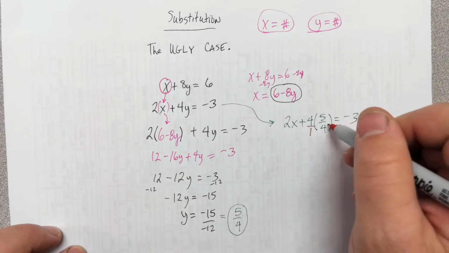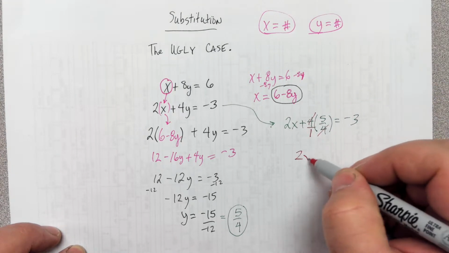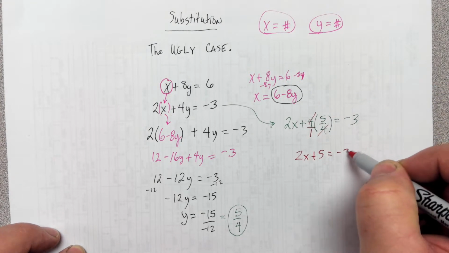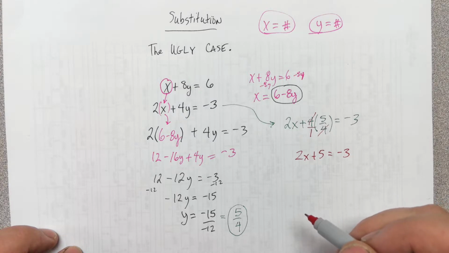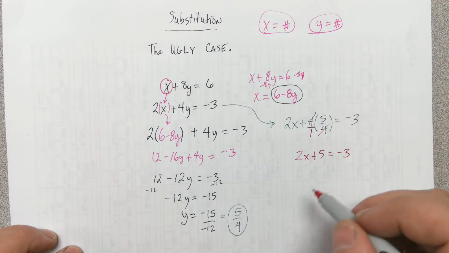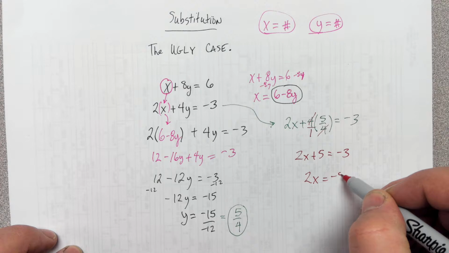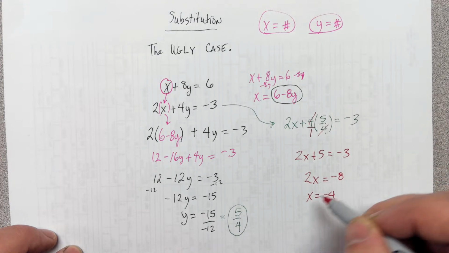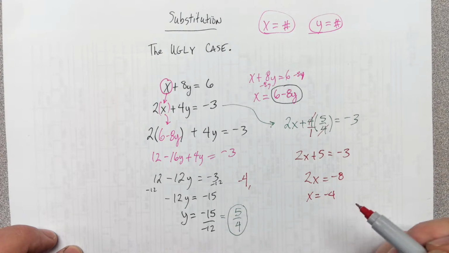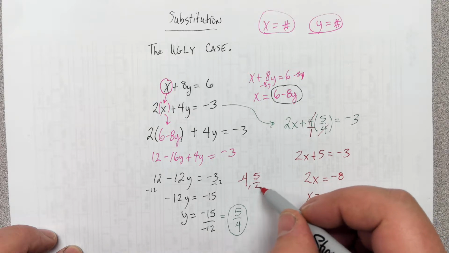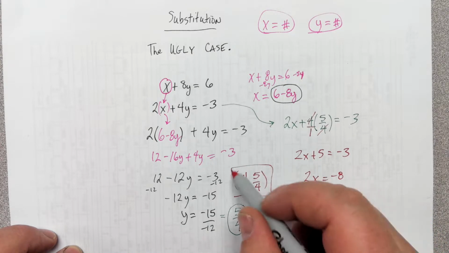We can reduce. You see 4 goes into 4 one time, so you have 2x plus 5 equals negative 3. It reduced. No more fraction. 2x equals negative 8. So x equals negative 4. So your answer, negative 4 and 5/4. That's your answer.